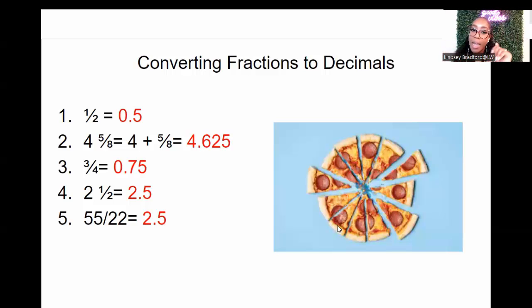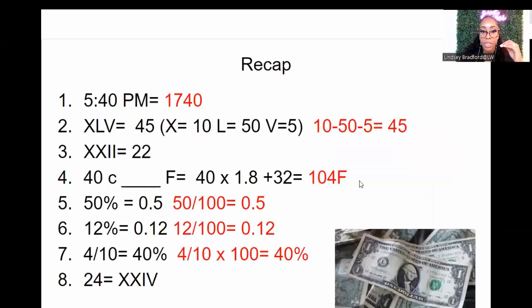Converting fractions is not hard. It doesn't have to be difficult. As long as you have a strategic way about how you want to solve this, you should be fine.